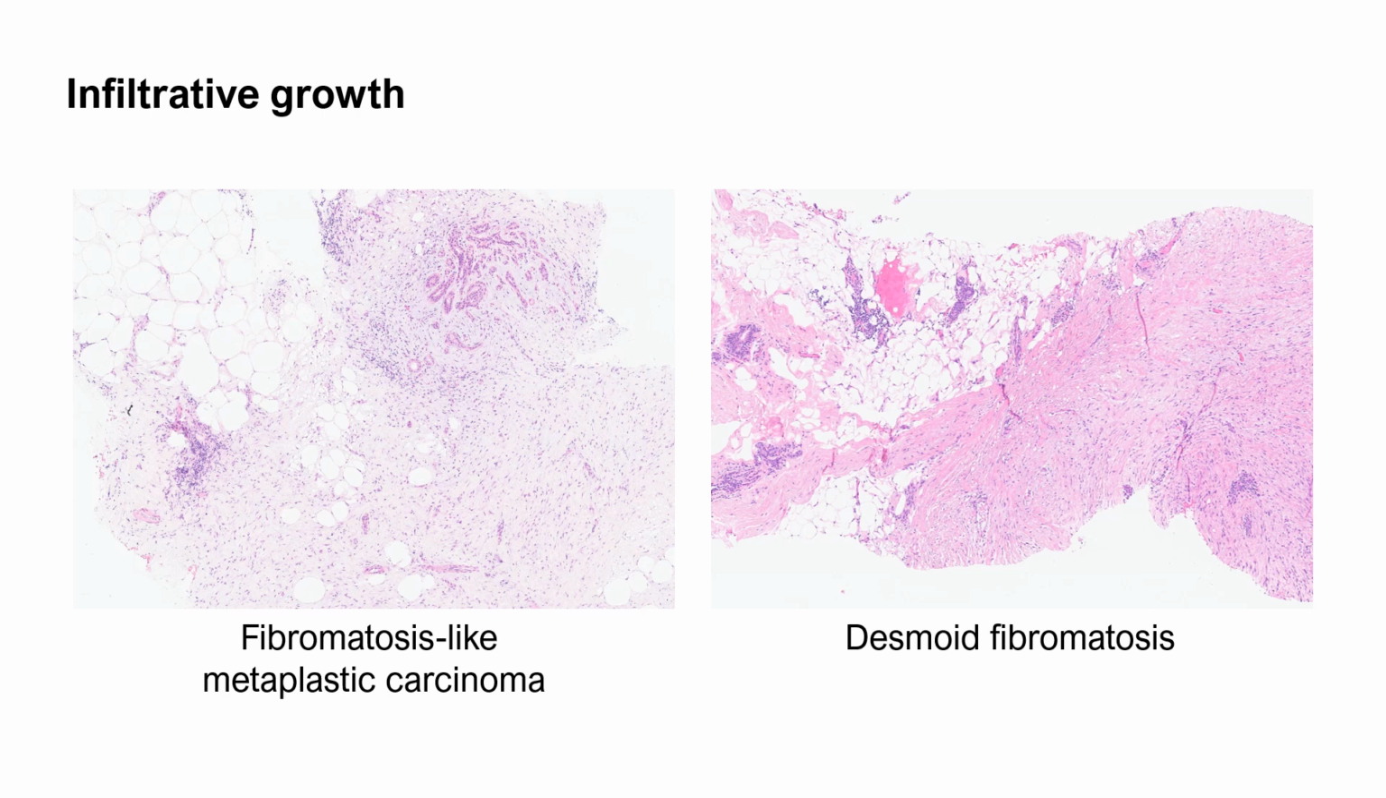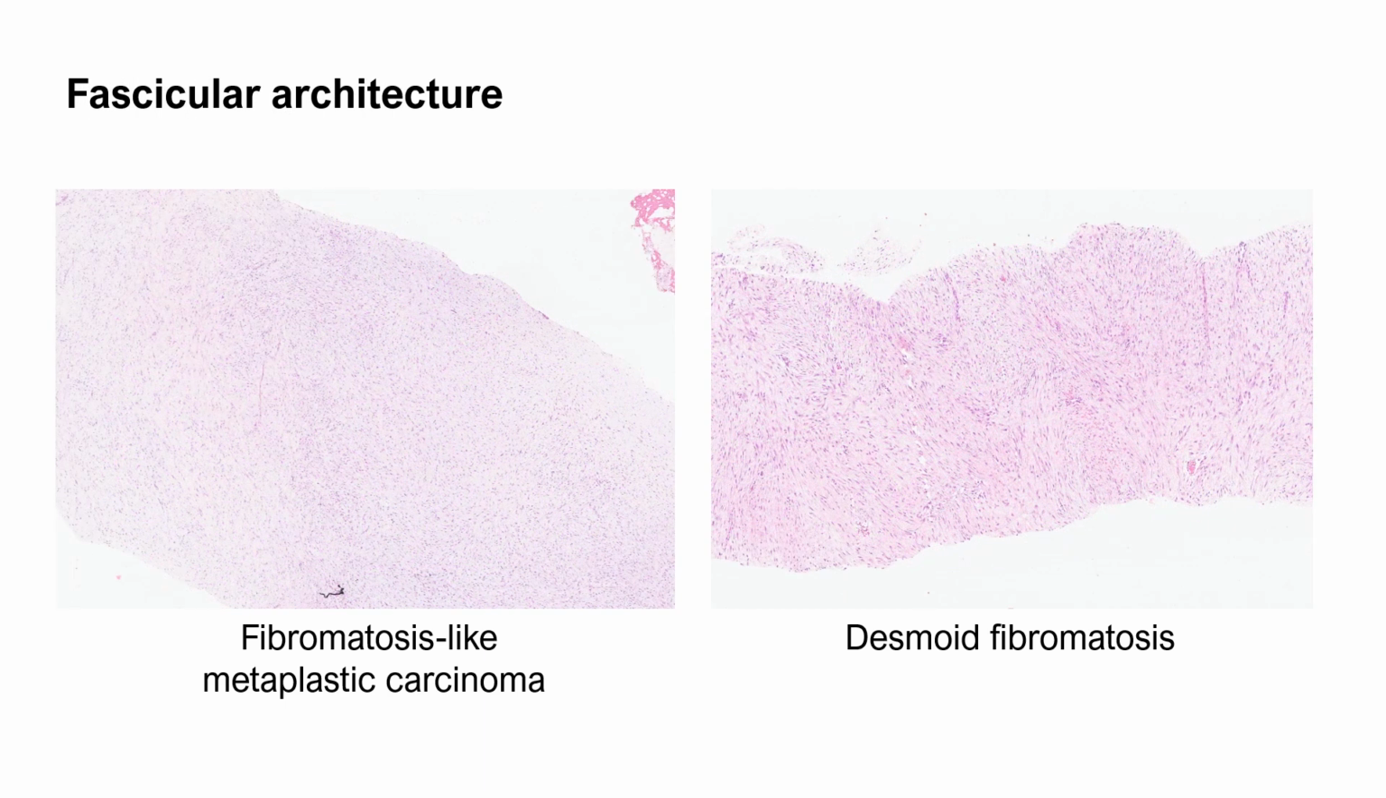I will say that both fibromatosis-like metaplastic carcinoma and desmoid fibromatosis definitionally show infiltrative growth. So that's not going to be of help in distinguishing the two lesions. Both can show fascicular architecture. It's often more prominent in desmoid fibromatosis, but I've seen just as clear-cut fascicular architecture in fibromatosis-like metaplastic carcinoma, so the architecture is not going to help you.